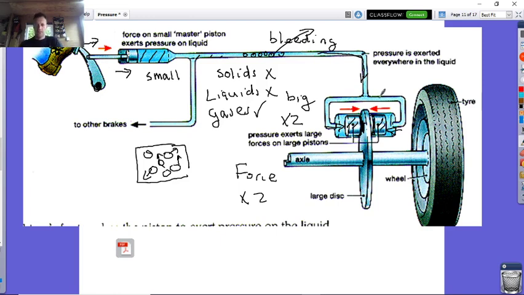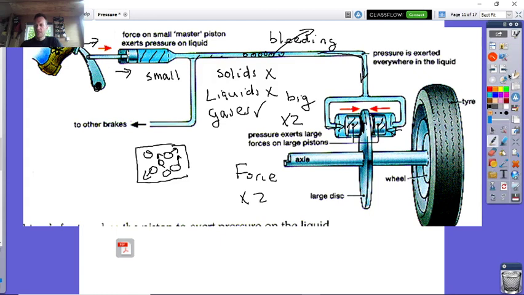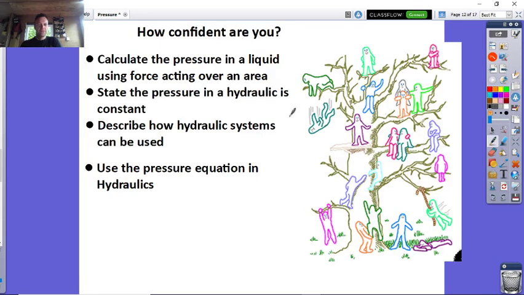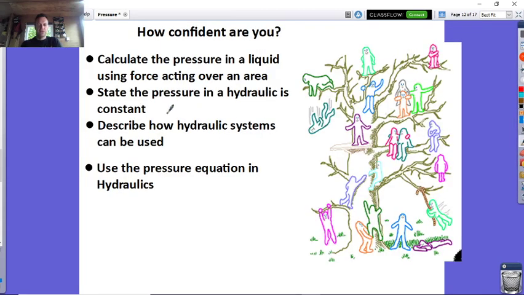And this happens in mountain bikes too. Mountain bikes now have hydraulic systems, and occasionally you need your brakes bled to make sure they don't get spongy. So what I've just been through is an explanation of the fact that the pressure in hydraulics is constant. I showed you hydraulic systems can be used, in hydraulic jacks and also in car braking. And I've also shown you how to use the pressure equation. Okay, hope you enjoyed the video.